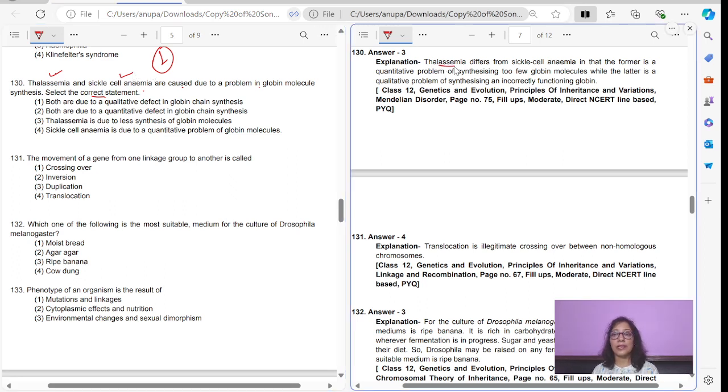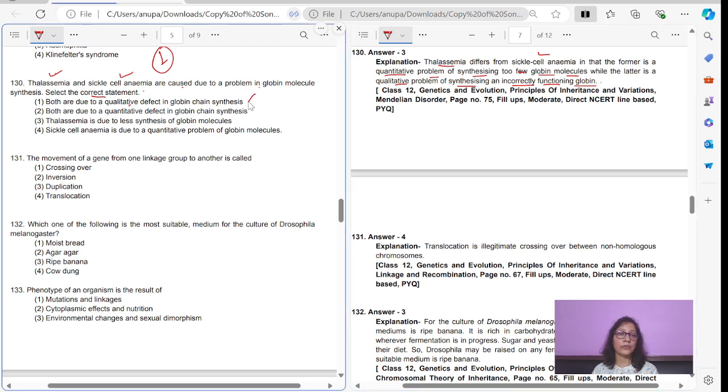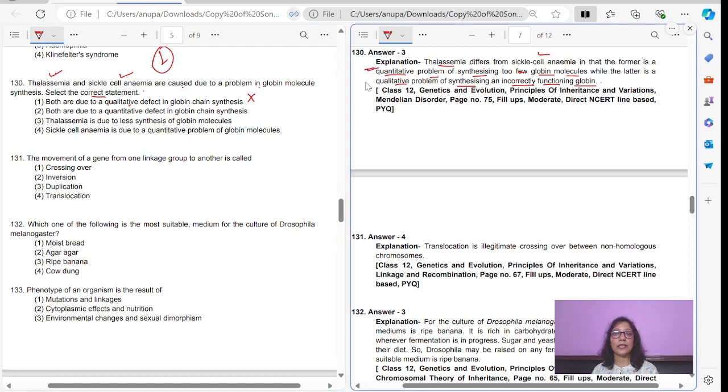So thalassemia is basically a quantitative problem of synthesizing too few globin molecules, whereas sickle cell anemia is a qualitative problem, synthesizing an incorrectly functioning globin. So the difference between them: the first option is both are due to qualitative defect. This is wrong because one is due to a qualitative defect whereas the other is due to a quantitative defect.